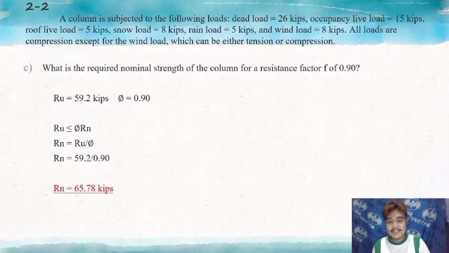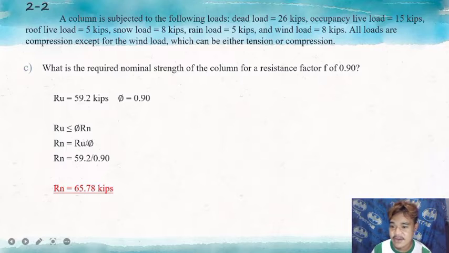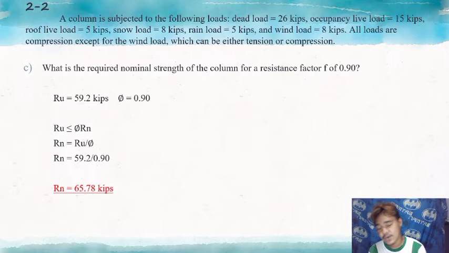What is the required nominal strength of the column for a resistance factor of 0.90? Our required strength is 59 kilopascals and our resistance factor is 0.90. To find our nominal strength, the formula is required nominal strength equals required strength over resistance factor. Substituting 59.2 over 0.90, we get 65.78 kilopascals for our required nominal strength.